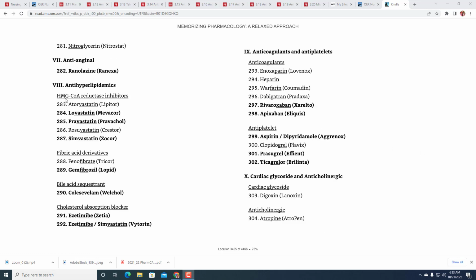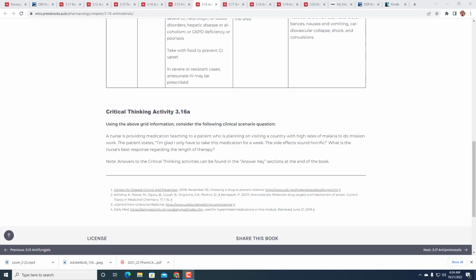And we can see that the HMG-CoA reductase inhibitors, atorvastatin, lovastatin, pravastatin, rosuvastatin, and simvastatin, all have that statin ending, but it's really vastatin. So be careful with that one. That's one that can get a little bit confusing, but we're looking today at antifungals, and nystatin is an antifungal, but anything with vastatin is going to be for cholesterol lowering. Again, this is the Memorizing Pharmacology, a Relaxed Approach book. All right, so let's go back to our next case.